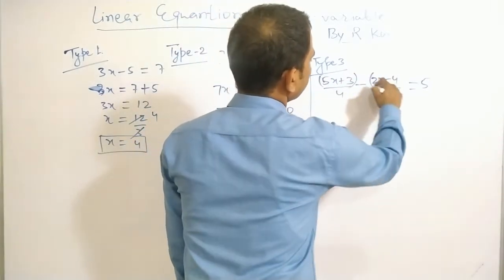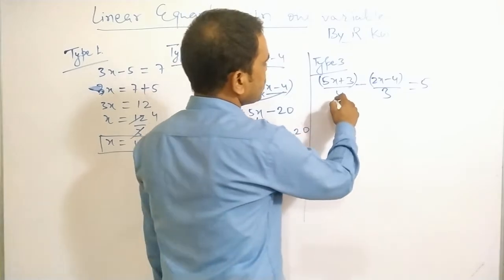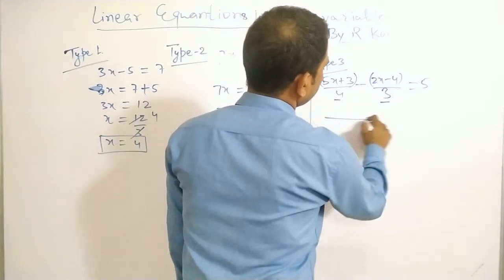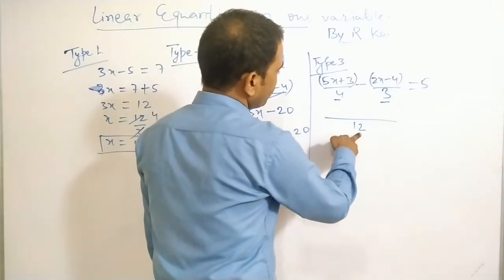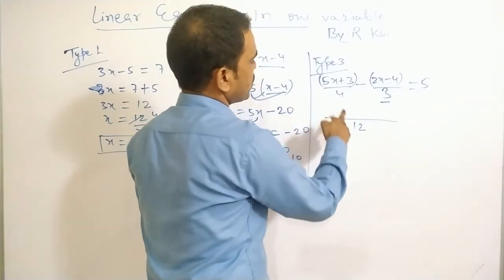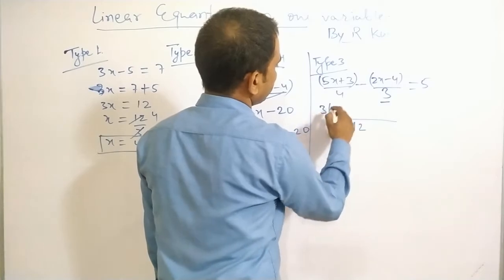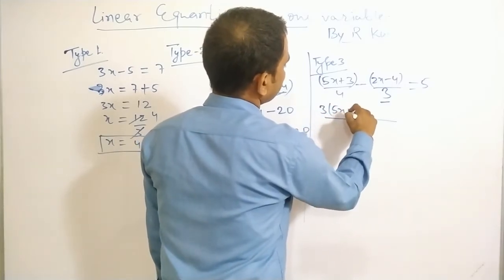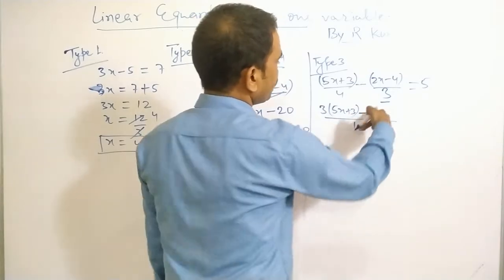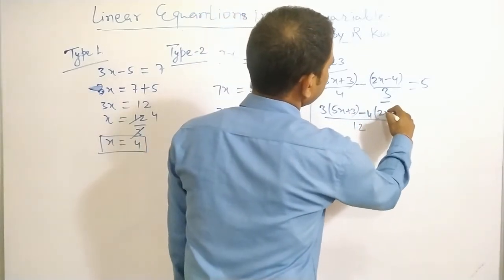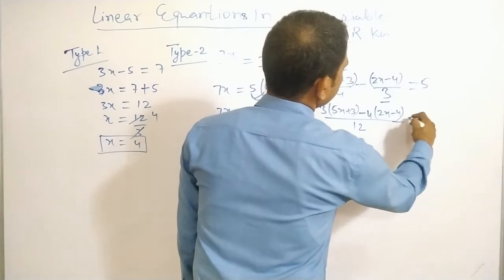First of all you keep it inside the bracket, and now the LCM of 4 and 3 will be 12. Now when you divide this 12 by 4, you will get 3, and 3 will be multiplied here with 5x plus 3. And now minus is there, that is why minus, and 3 4s are 12, so 4 will be multiplied here with 2x minus 4 equals 5.